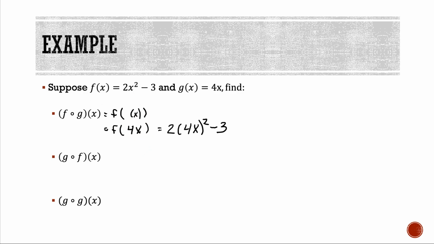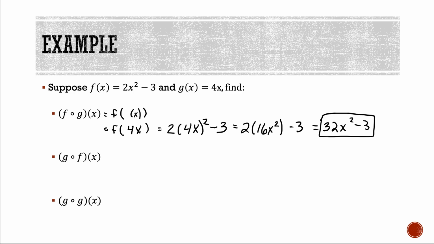Okay, so once that's done, then we just have to simplify. So we know that we square first. So this thing is going to become 2. And when I square the 4x, I square the number and the x. So we're going to have 16x squared minus 3. We continue to simplify. 2 times 16 is 32x squared minus 3. And this will be our final answer.